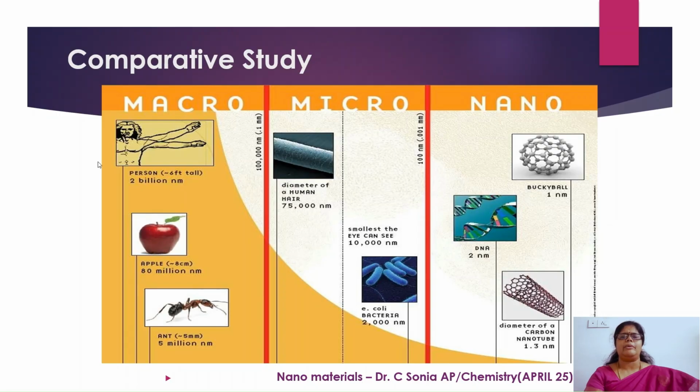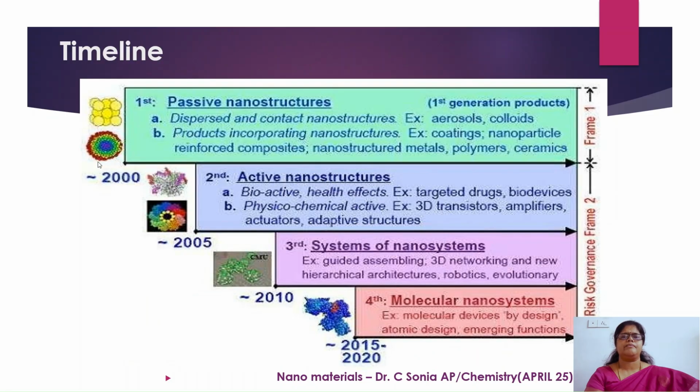In the micro scale range, the diameter of the human hair is about 75,000 nanometers, and the smallest the eye can see is 10,000 nanometers. An E. coli bacterium is about 2,000 nanometers. Then in the nano scale, the buckyball is in the 1 nanometer range, the DNA strand is in the 2 nanometer range, and a carbon nanotube is about 1.3 nanometers.